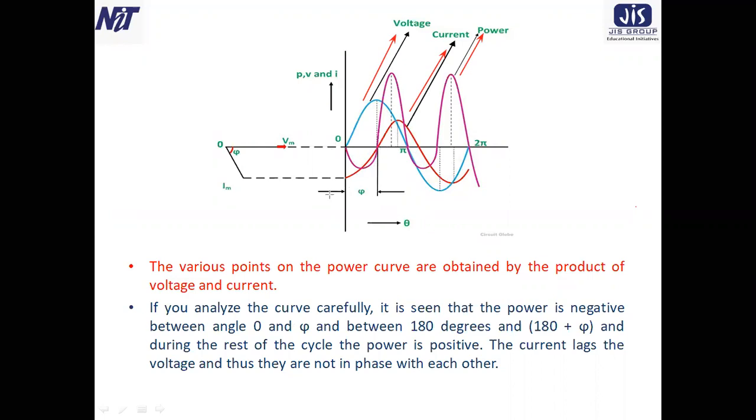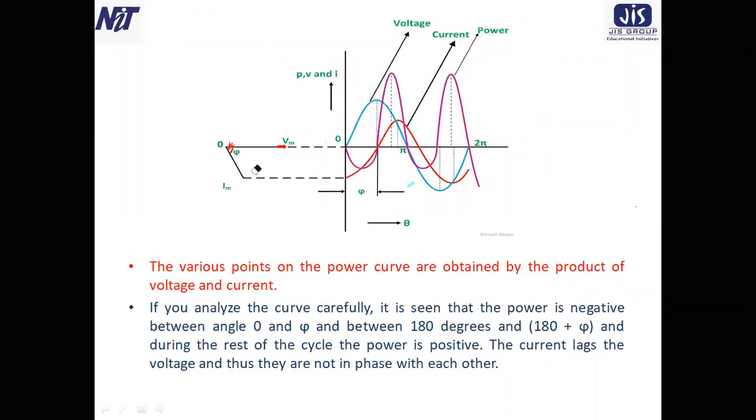And we know that current is lagging at an angle phi. So if we consider this is phi, the current starts lagging at an angle phi. So the current waveform is this one. In this way the current is coming. It is actually lagging at an angle phi. And the last part is the power waveform.